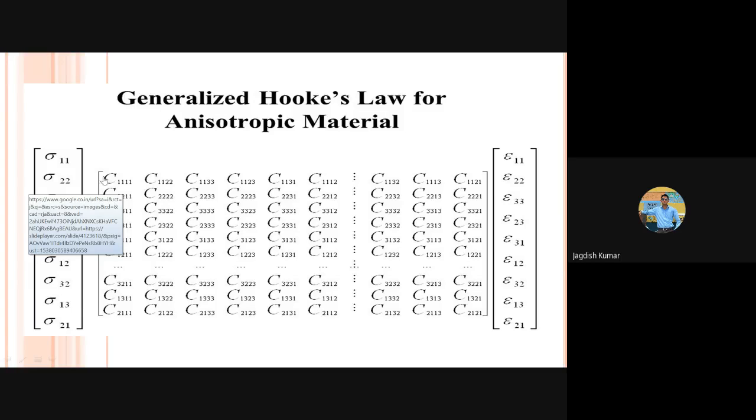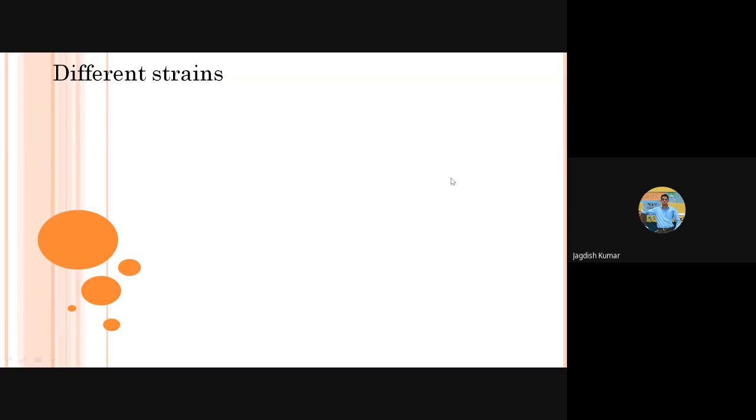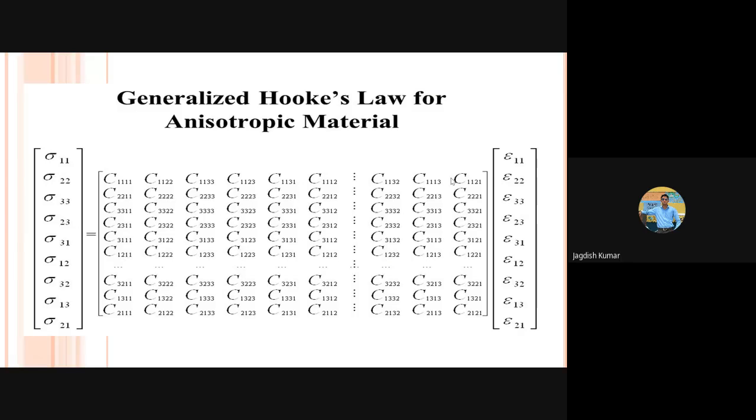But practically this doesn't happen. At least a few of the elements close to the diagonal are non-zero. Usually the diagonal elements are largest, then the neighboring ones are smaller in comparison but non-zero, and all the others far away from the diagonal location are close to zero. That is how we can understand the three-dimensional form of Hooke's law and how we can relate these various stress and strain components to each other.